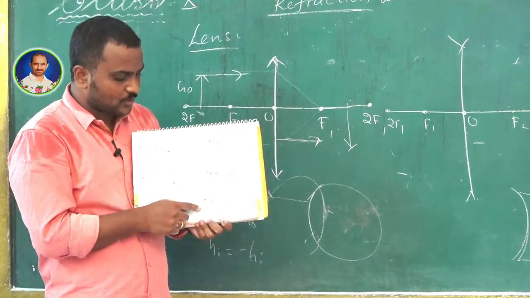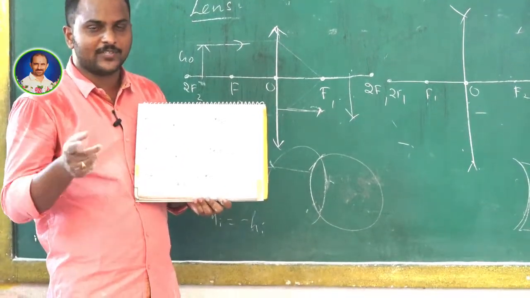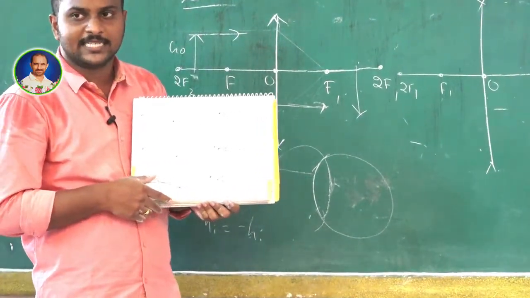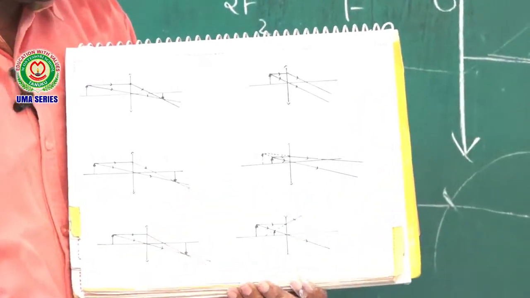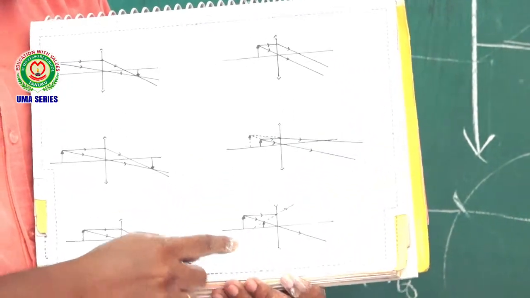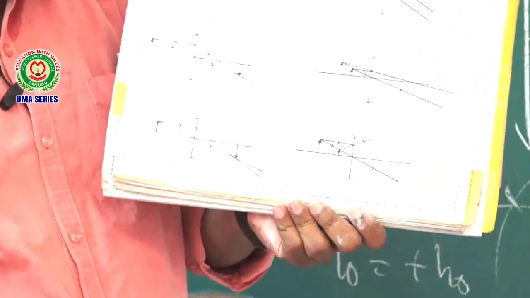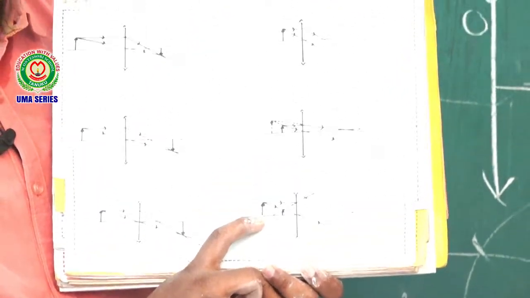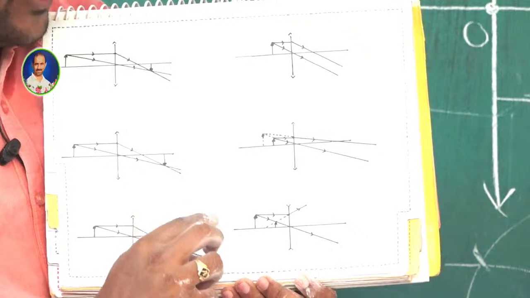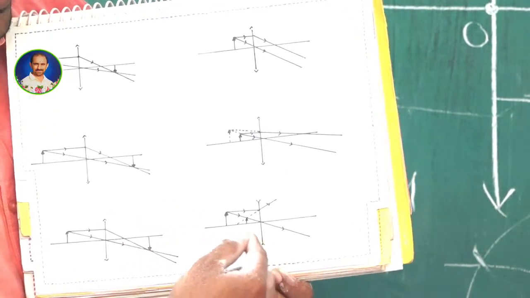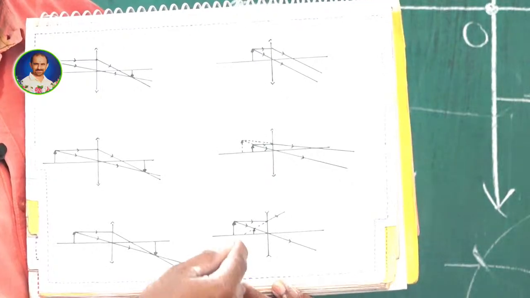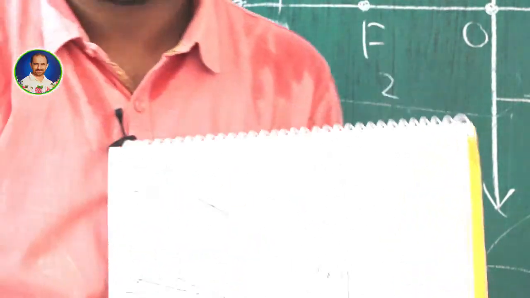And the next one is concave. For concave we have 2 conditions. The first condition we already know: when the object is at infinity, the image will be formed at focus. And the second condition: when the object is placed anywhere between infinity and the optical center, the image will be formed between the object and the lens. Okay.